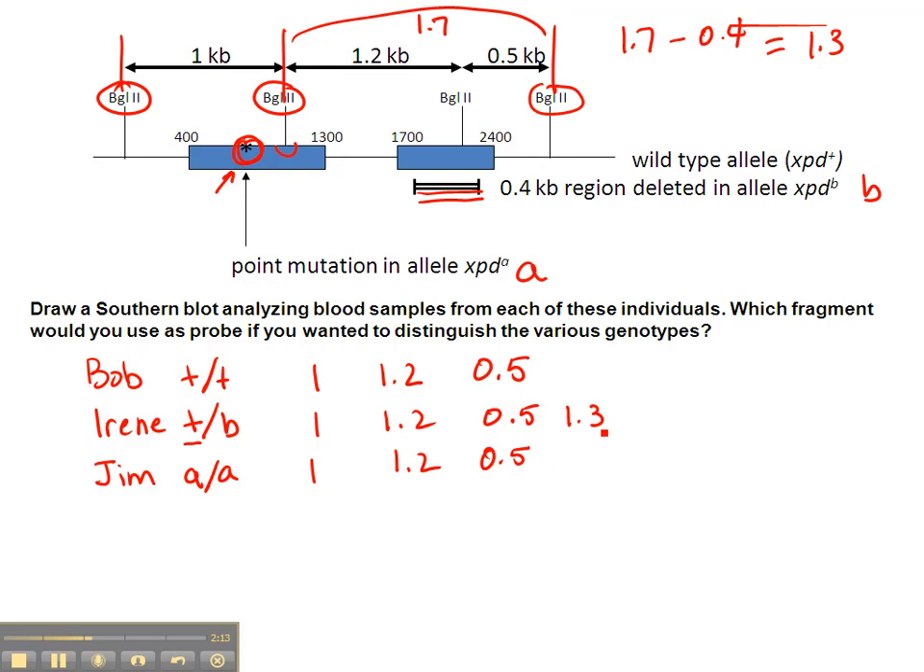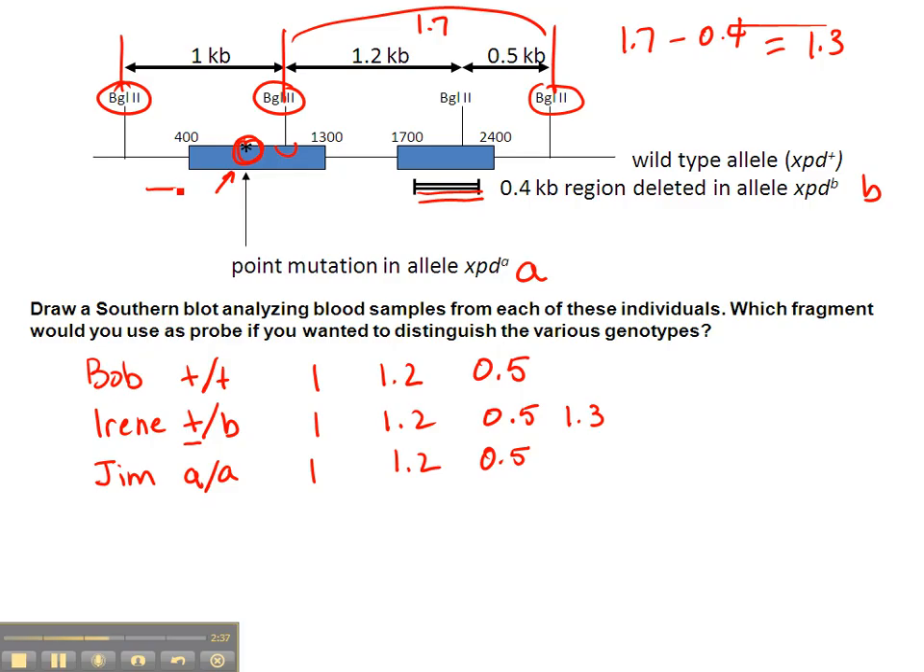Now we want to be able to visualize the differences between these individuals by running the fragments out on a gel. And in order to see these specific pieces of DNA that we're interested in, we need to have a probe that's going to hybridize to the DNA. Now the probe could be radioactive or fluorescently labeled or something like that so that we're actually able to see it. That detail is not important here. What's important is to figure out where the probe will be.